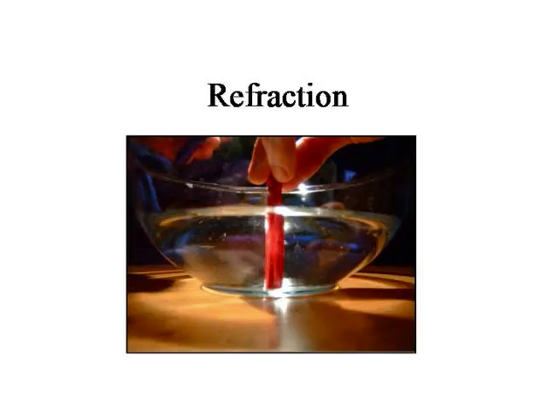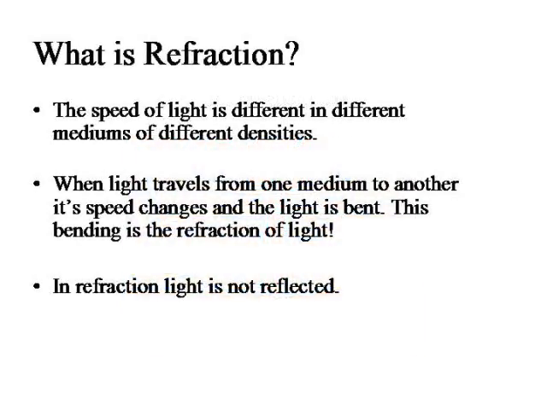We're now going to discuss light refraction. The speed of light changes in different mediums of different densities. When light travels from one medium to another, its speed changes and the light is bent. This bending is called the refraction of light. In light refraction, the light is not reflected.